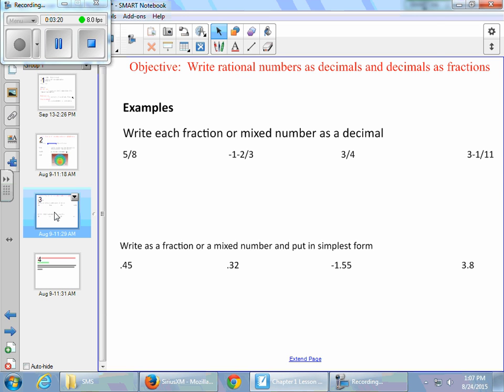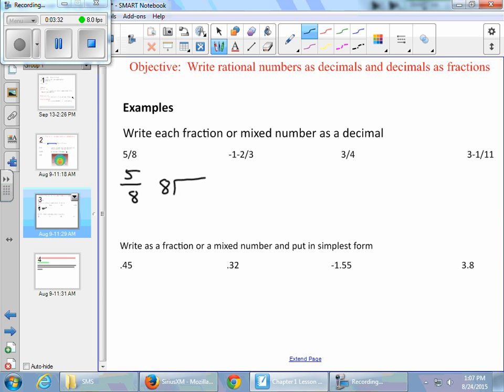5/8, 5 over 8, basically is just a division problem. 5 divided by 8. So if you took old school, you want 8 divided by 5. And 8 does not go into 5, so we put a decimal here. We're going to put in some more zeros. 8 goes into 50 6 times. 8 times 6 is 48.